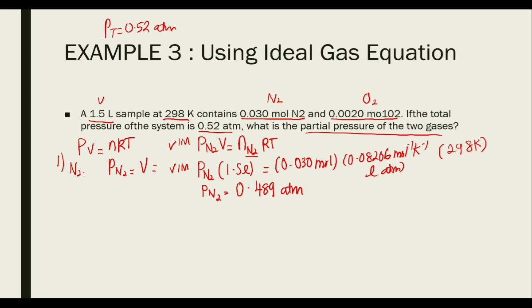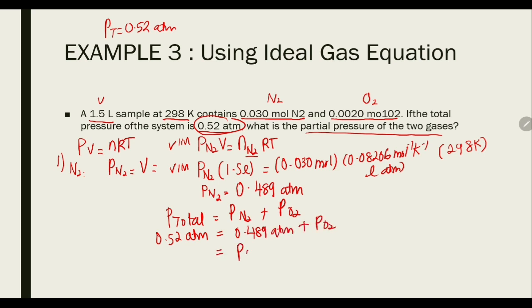You can calculate the partial pressure of oxygen using the same formula, or you can simply subtract the value from P total, because it is already mentioned that P total is 0.52 atm. So P total is the partial pressure of nitrogen plus the partial pressure of oxygen. Alright, so 0.52 atm equals 0.489 atm plus PO2. So your PO2 is actually 0.031 atm.